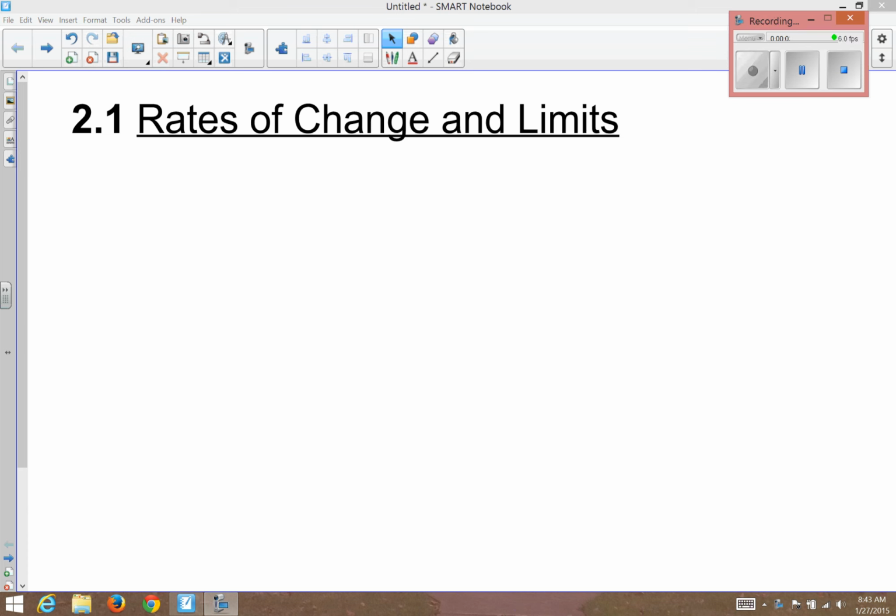Chapter 2, Section 1, Rates of Change and Limits. We're going to talk about how to evaluate limits.